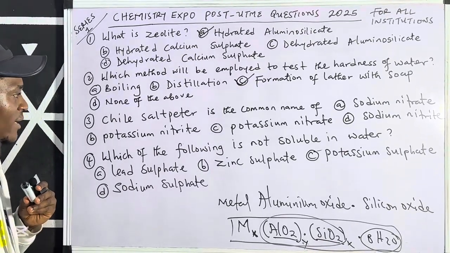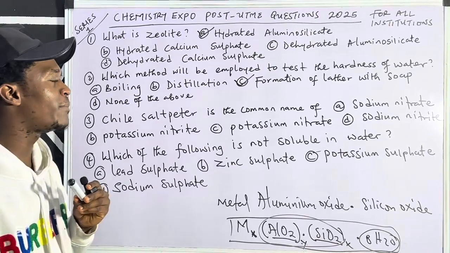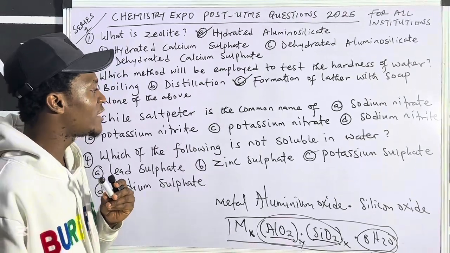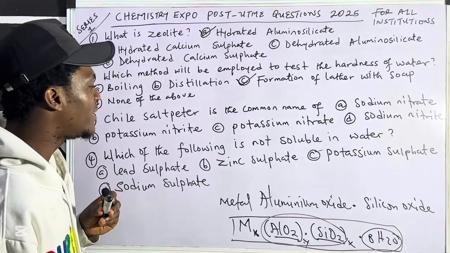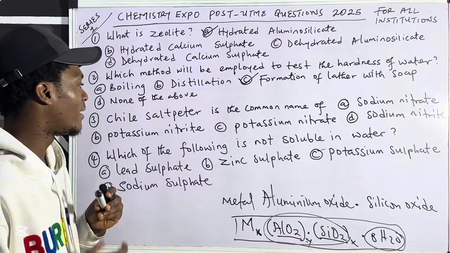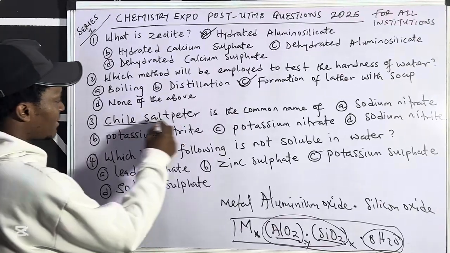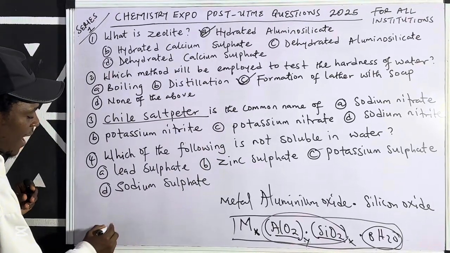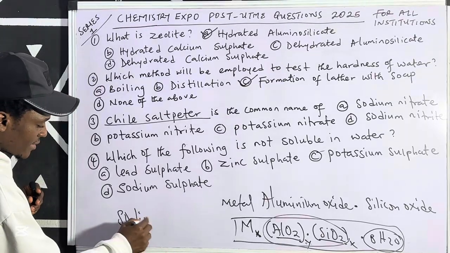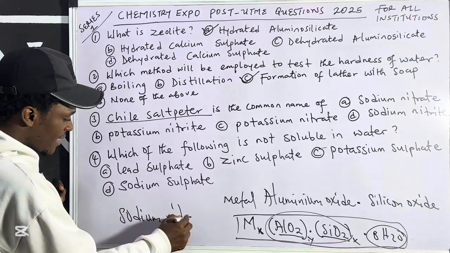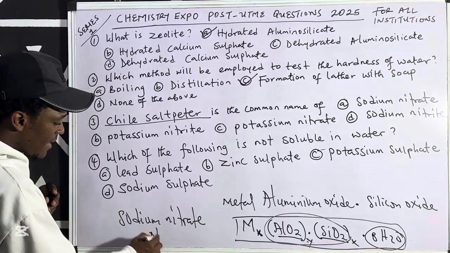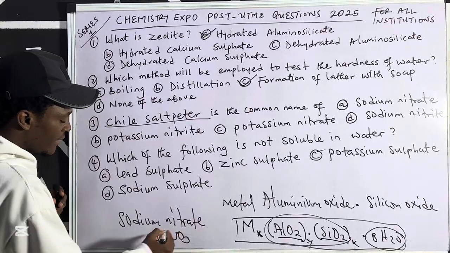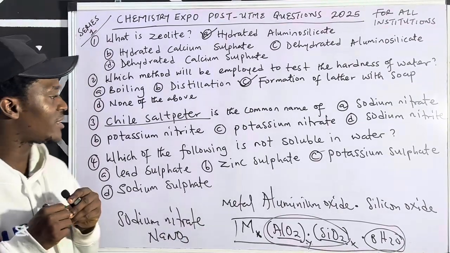Chile saltpeter is the common name of dash. Chile saltpeter is the common name of dash. Now, Chile saltpeter is also known as sodium nitrate. Sodium nitrate with the formula NaNO3. Why is it called Chile saltpeter?